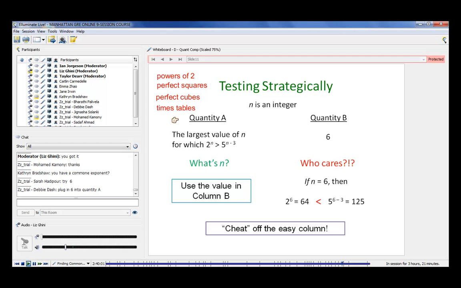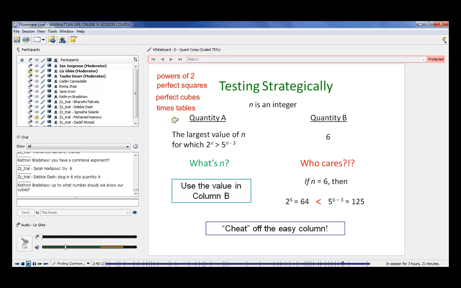All right, questions or comments on this one? Questions or comments? Okay, smile if so far you're comfortable. These are my big techniques for how to handle these quantitative comparisons.